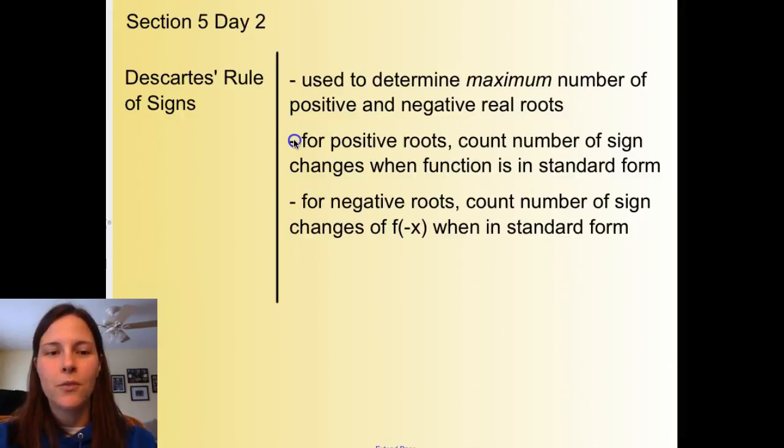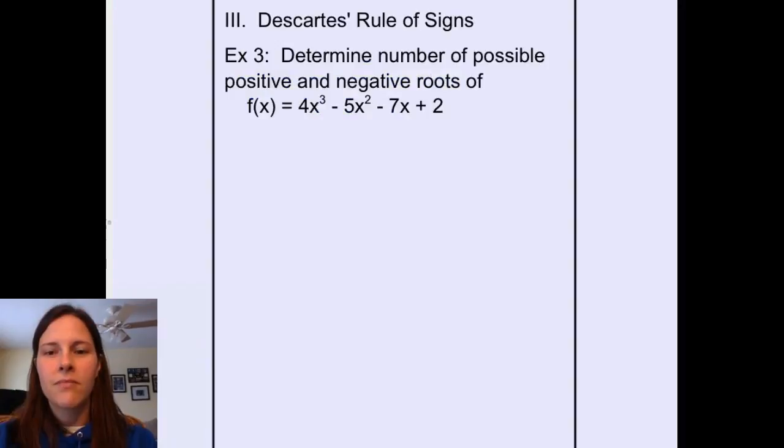The second piece here, so for positive roots, count the number of sign changes in the function itself. So when a term goes from positive and the next term is negative, that's a sign change. So that would give us a potential positive 0 of the function. For negative zeros, you substitute negative x into the function and then count the sign changes. Our last example, we're going to use Descartes' rule of signs to determine the maximum number of positive zeros and the maximum number of negative zeros for this function.